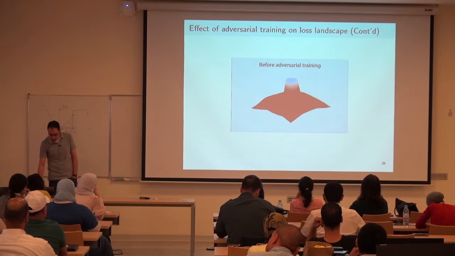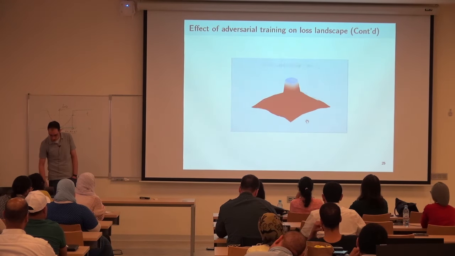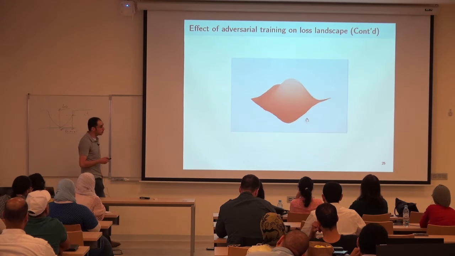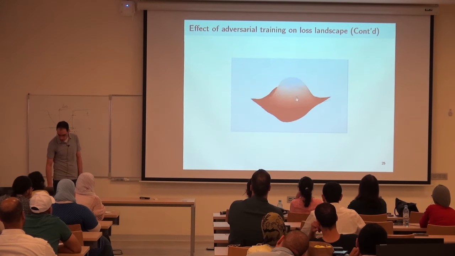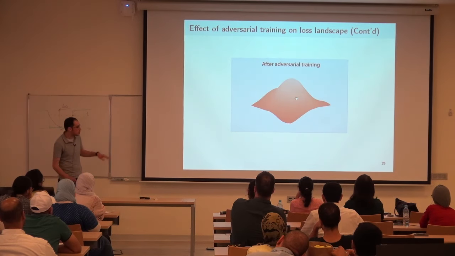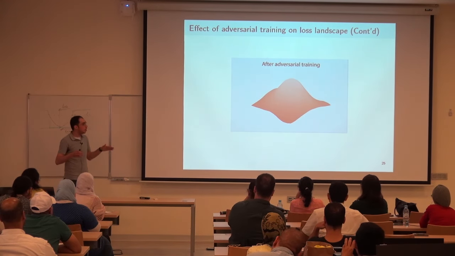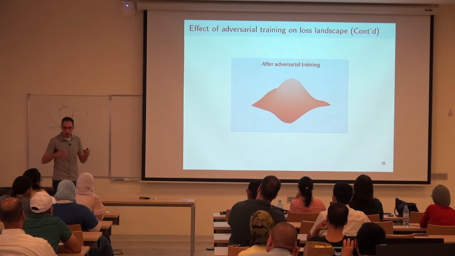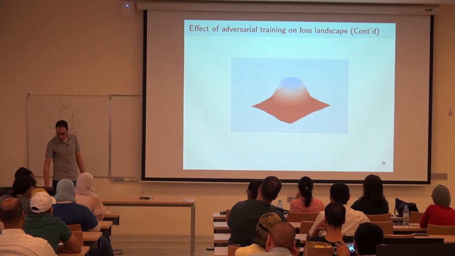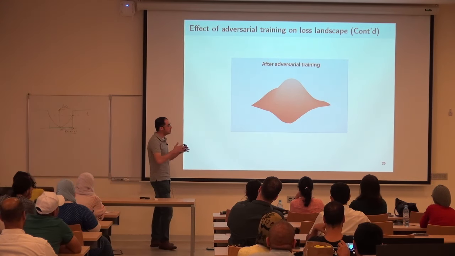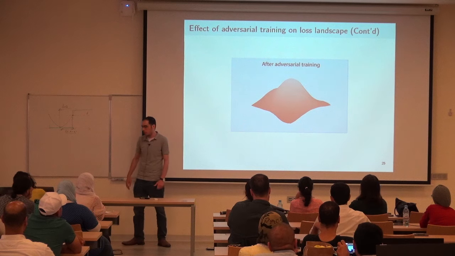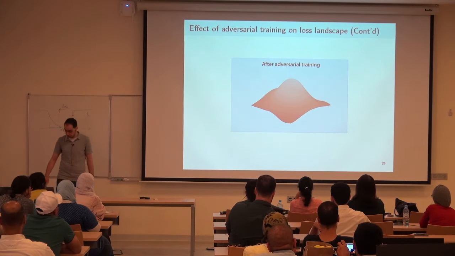So you can also track the loss function throughout training. So that's before adversarial training. You start from a network, and that's the loss function again. The first frame was before adversarial training. And then as you do some adversarial training steps, you get loss functions that are much more smooth.